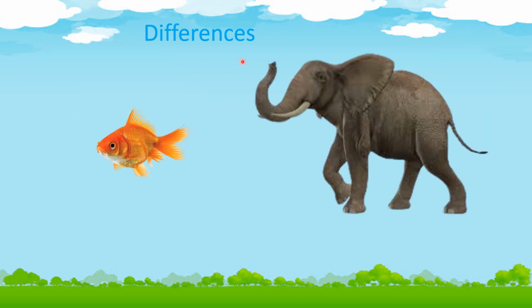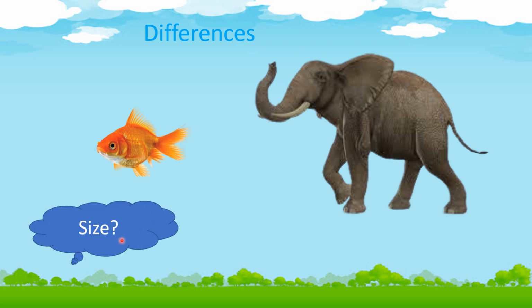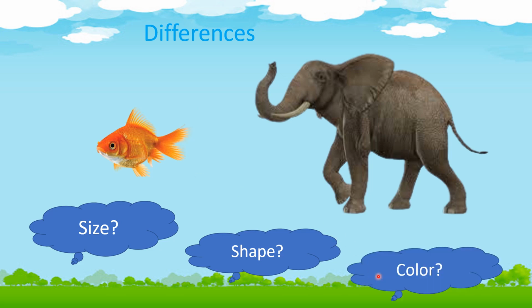Now let's find the differences. Differences means how they are different. That means not the same. Let's look at the fish and the elephant. Do they have the same size? No. The fish is small while the elephant is very big. Do they have the same shape? Of course not. They don't have the same shape. Do they have the same color? Of course not. The fish is orange while the elephant is gray.